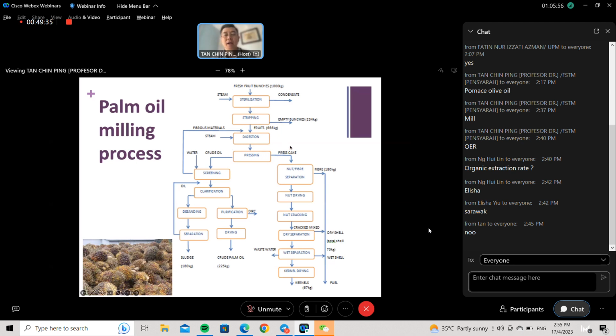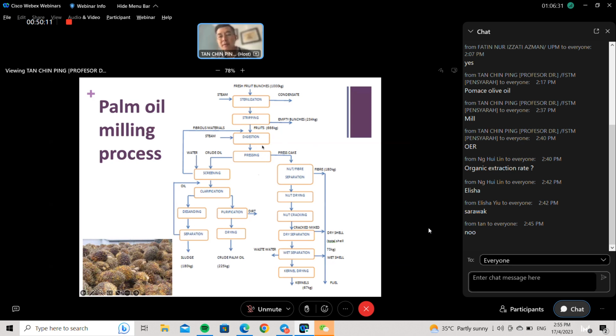Okay, while some of the mills will have another segment which we call the palm kernel line. Not all mills will have this particular segment that can handle kernel. So usually those plants that we call integrated plants are going to have both. The crude oil flow goes from sterilization up to drying and separation to obtain crude oil and sludge.